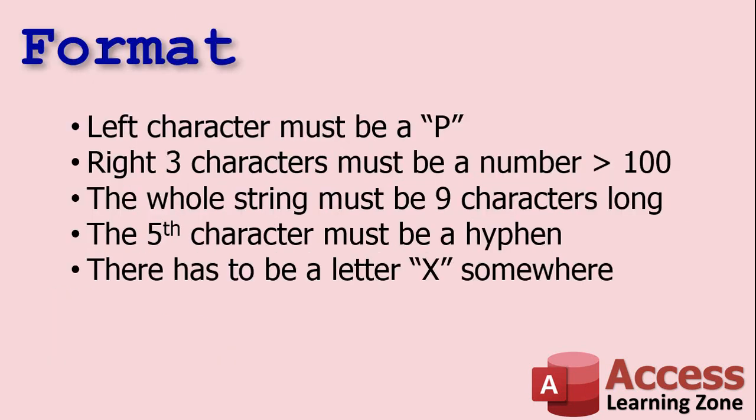Now, what's this format that all the part numbers have to be in? Well, the first character on the left has to be the letter P. Then, the right three characters of the part number have to be a number greater than 100. The whole string has to be exactly 9 characters long. Now, these last two I added myself. Zoe didn't tell me this, but I added it for the lesson because it's cool. All right, the fifth character has to be a hyphen, and there has to be a letter X somewhere in the part number. If all five of these conditions are met, we have a valid part number.